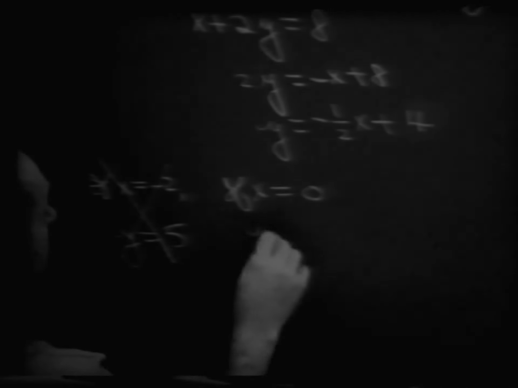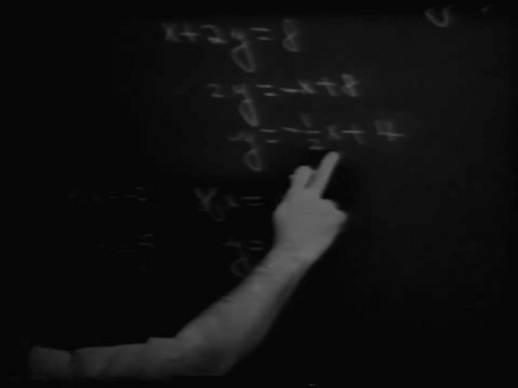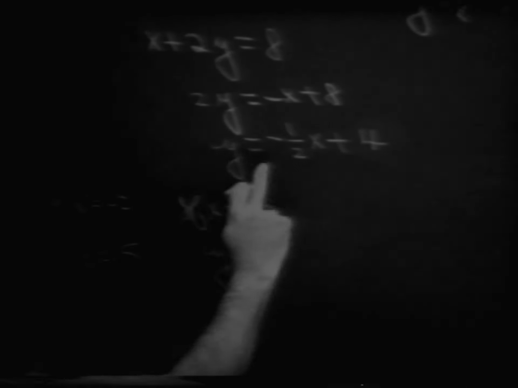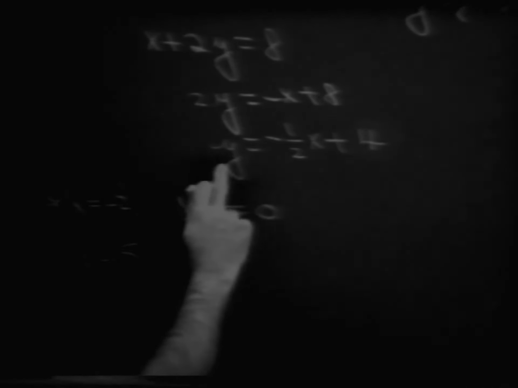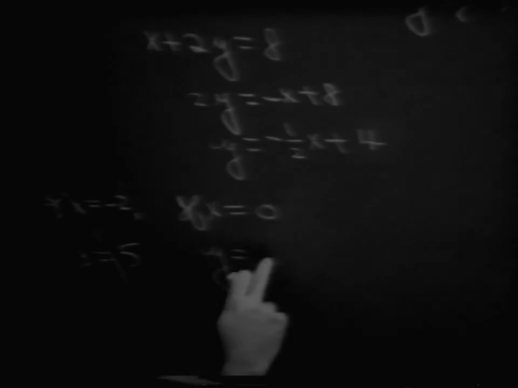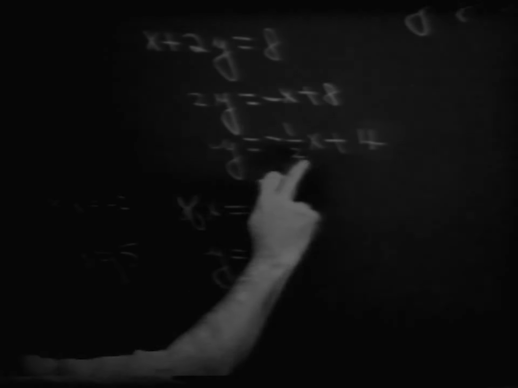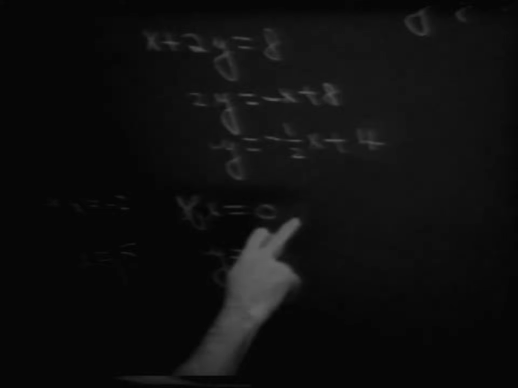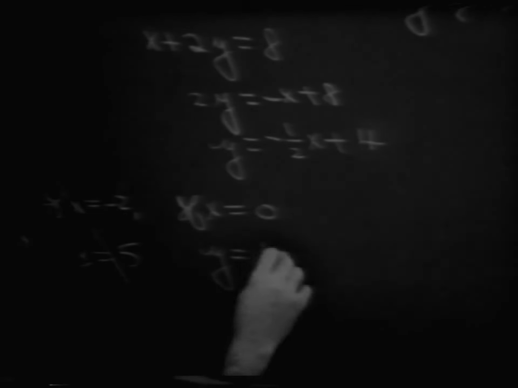What can we say about y? And if we substitute, you see how easy it is to work with this now that we have it written in this pattern of y in terms of x. If x is 0, -½ times 0 is 0, plus 4 is what? y must be what? 4. Is that right? And so these two elements are in our set, in our solution set.